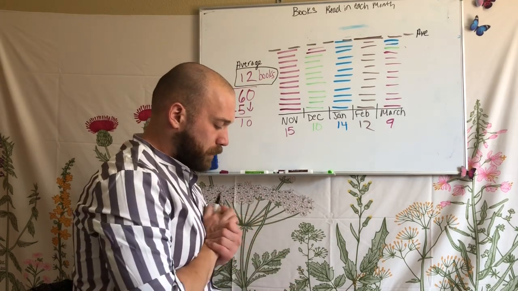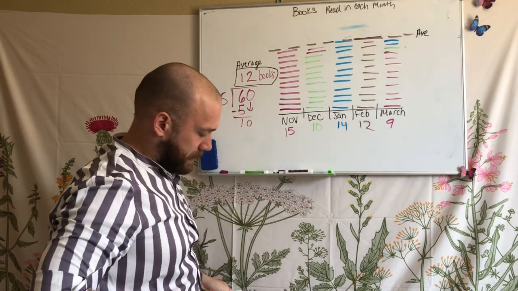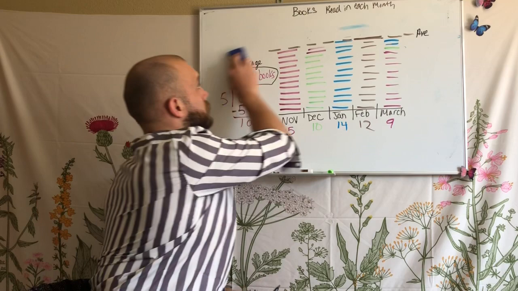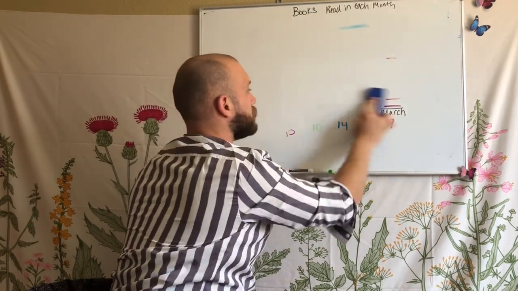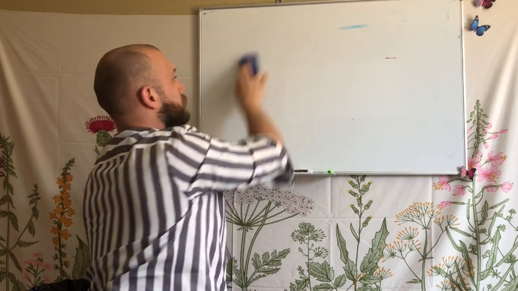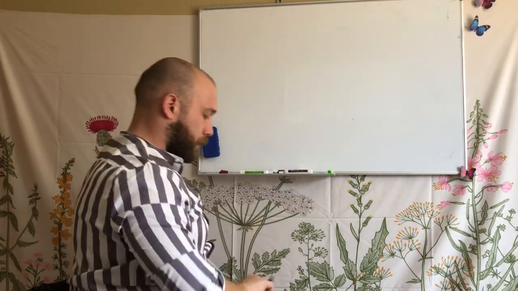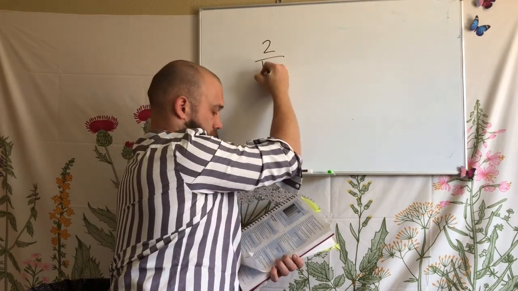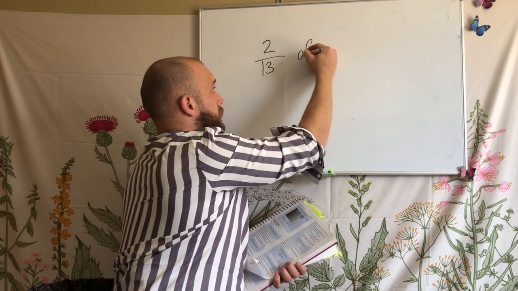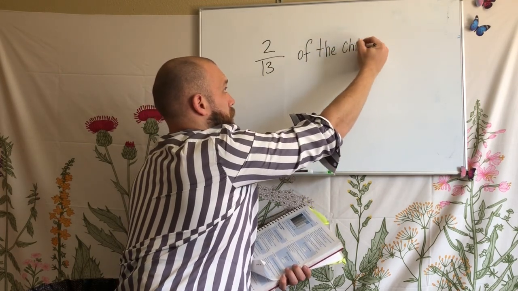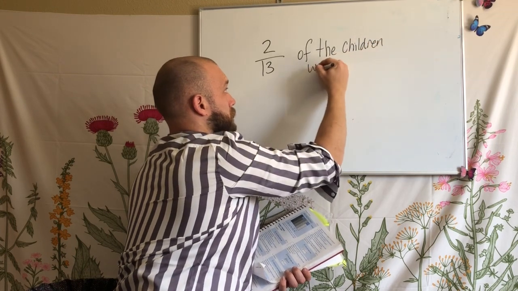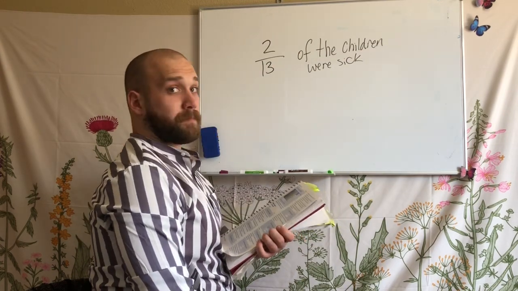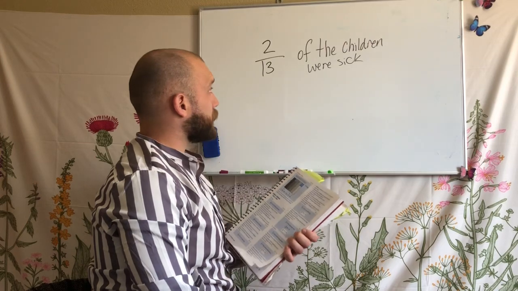So let's move on to sentences. Thank you for your patience during this. Sentences, parts of a group. So 2/13 of the children were sick. Read the sentence. Good job. 2/13 of the students were sick.